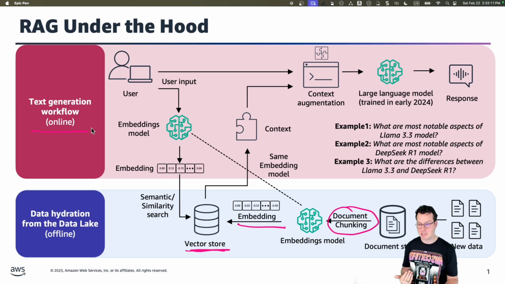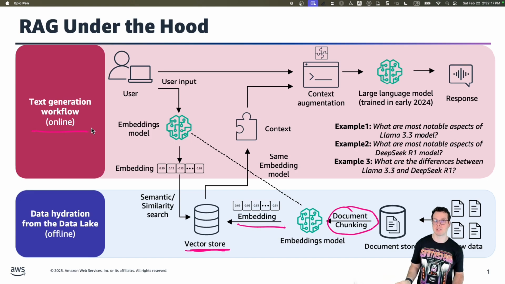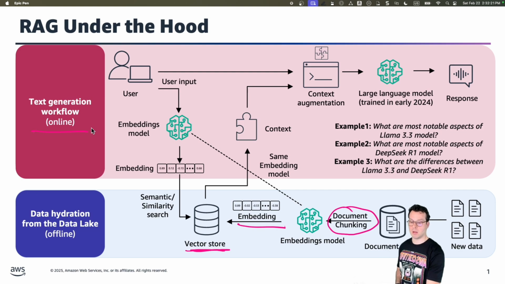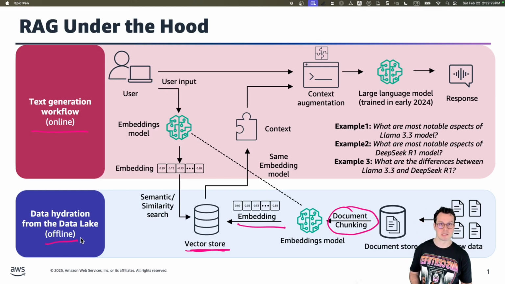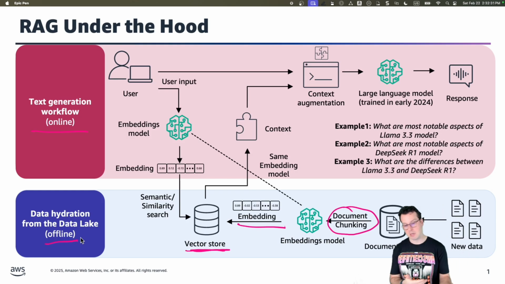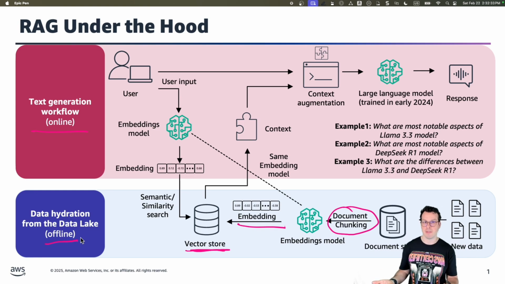And as we can see here, the text generation workflow we oftentimes refer to as the online workflow, because that happens in real time during the client's request, while the data hydration workflow we refer to as the offline workflow, because you can do that ahead of time. That can be a batch process, and it can be a very cost-effective way of loading the data in, instead of having to go through the complexities of setting up streaming and a real-time experience there.